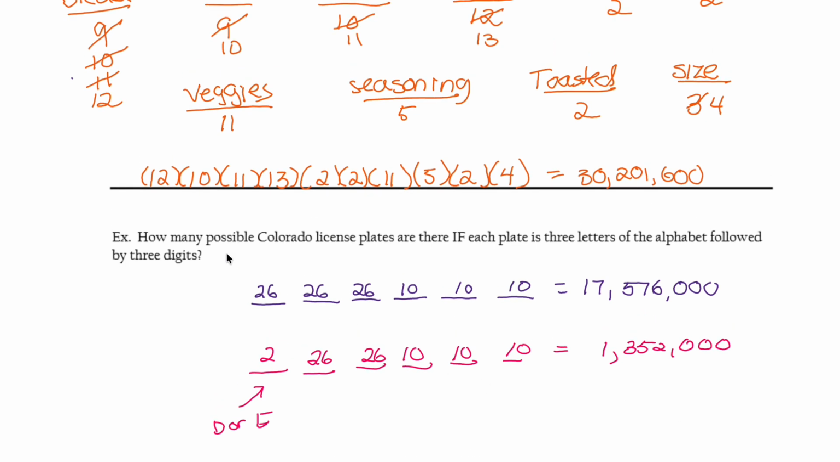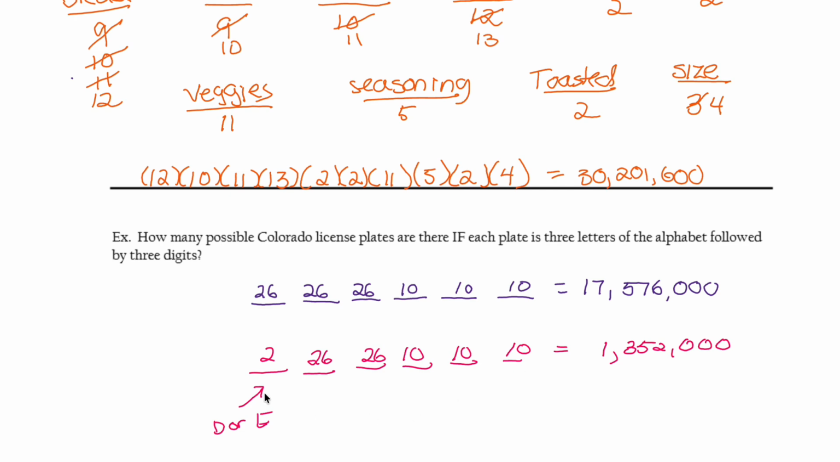And think about this. How many possible Colorado license plates are there if each plate is 3 letters of the alphabet followed by 3 digits? So we know that there's a total of 6 characters. And the first 3 are letters from the 26 letters. Therefore, there are 26 possibilities for each of the first 3 places. So we put 26, 26, 26. And then from 0 to 9, there are 10 possibilities for each number. So therefore, we multiply by 10 three times, and we get this number.